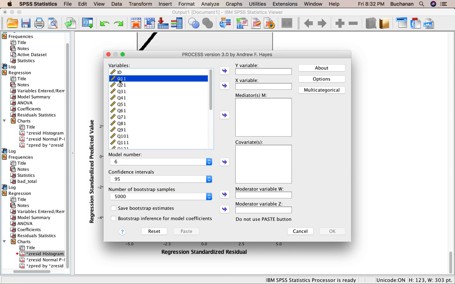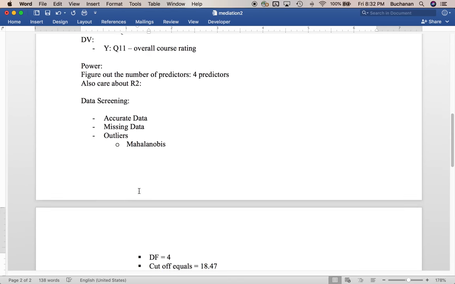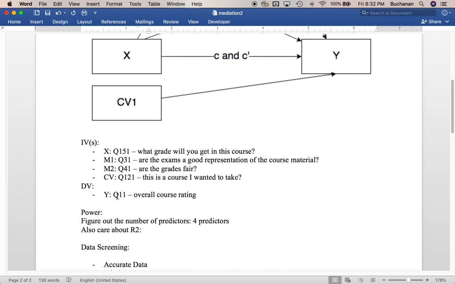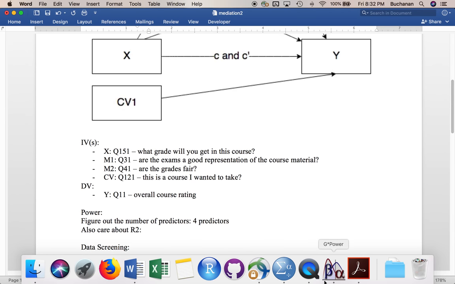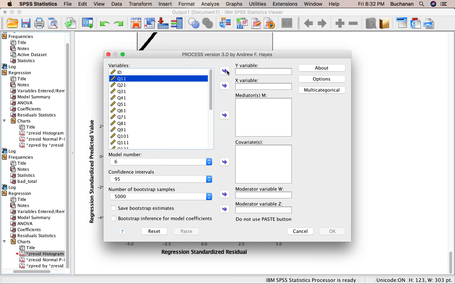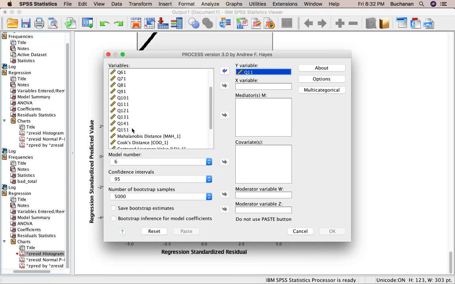We're going to use question 1, which was the overall rating of this course. So just kind of back up for a reminder. All right, question 1 is our Y. 15 is our X. So we want to know if the overall rating of the course is predicted by the score students are going to make.